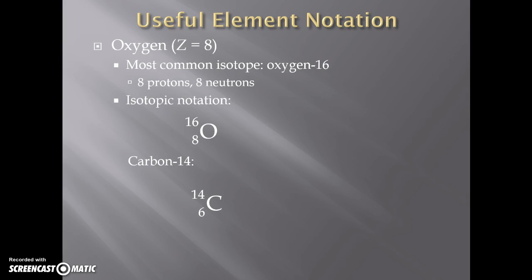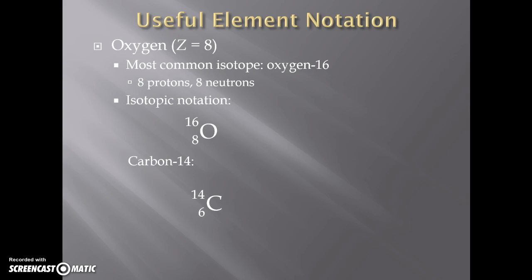For example, on the test, and I think we do this in your review questions as well, I can give you some isotopic notation. And from this, you should be able to tell me, number one, how many protons does it have? Where would you look for that? I would look for my atomic number, which is in the bottom left. So I know I have 8 protons.